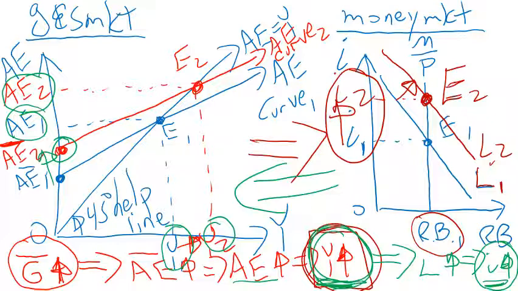Okay, let's continue with another event. Okay, a second example. Goods and services market.